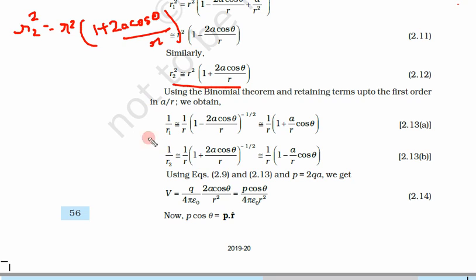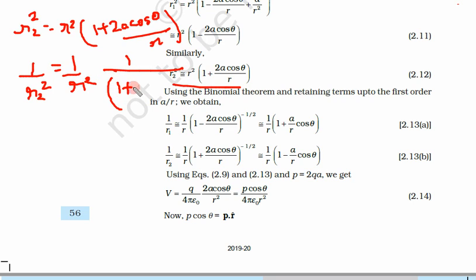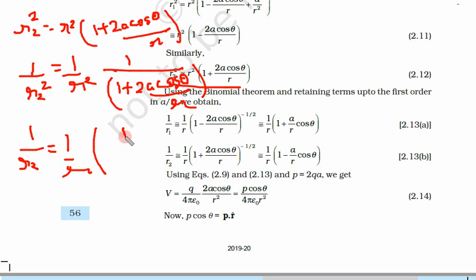So this is this. Now if we take the whole thing in denominator, r2 square is equal to 1 by r square, and this goes into denominator, 1 plus 2a cos theta upon r. If we take under root, this will simply become 1 by r2 equal to 1 by r, and this whole thing will become under root of this. So this is 1 plus 2a cos theta upon r to the power half. When we take this thing to upper side, this will become minus half.